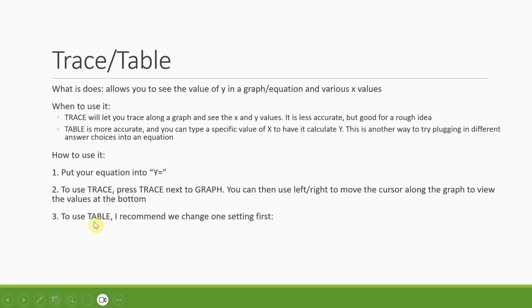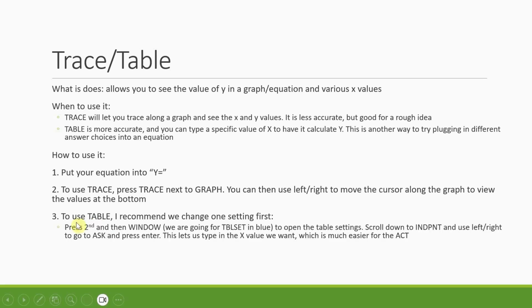For table, before you actually go to the table, I'm going to recommend we change one of those settings first. And you only have to do this once because it'll save your settings unless you change them back. So what I would have you do is press the second button and then window. What we're going to is the table set, or in other words, table settings menu. So in blue above window, it's going to open the table settings.